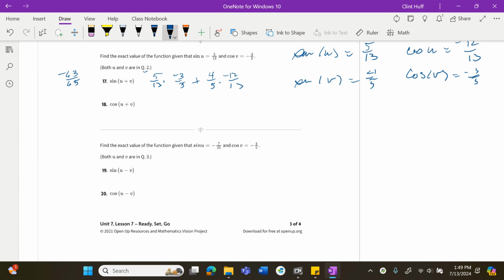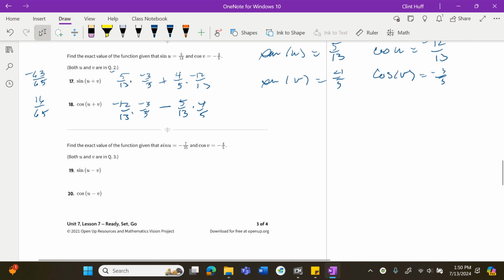All right. Now, on the next one, we're using the same values. The cosine of u plus v is going to be the cosine of u, negative 12/13, times the cosine of v, which we said was negative 3/5, minus the sine of u, which we said was 5/13, times the sine of v, which is 4/5. So we have 36 minus 20, which is 16/65.